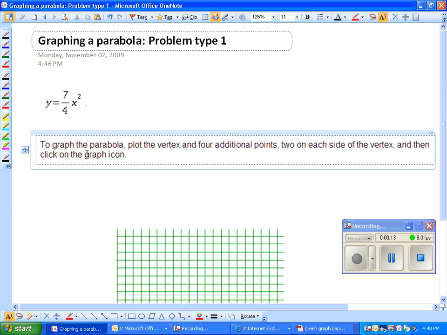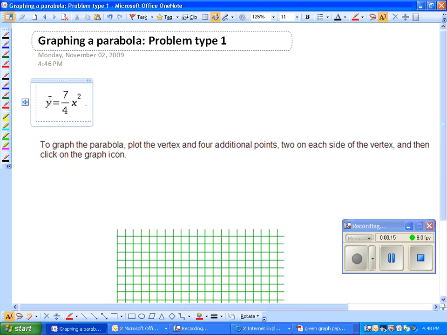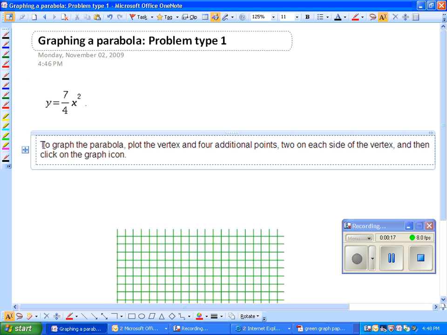And we're going to try to answer this. How do we graph this right here? We want to plot the vertex and 4 additional points, 2 on each side of the vertex, and then click on the graph icon.